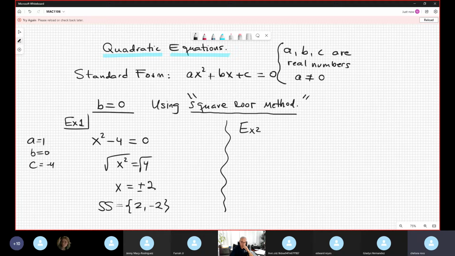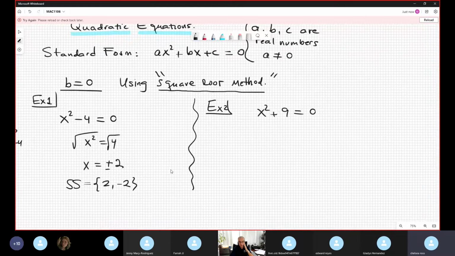Example 2. Everyone follow me? Yes or no? Yes, sir. I'm following. Okay, excellent. Suppose this. Okay, similar, but the only thing I changed was the sign. But what I do is similar. You isolate the x squared. You move 9 to the right-hand side like a minus. Apply square root both sides. This is x. Fantastic.